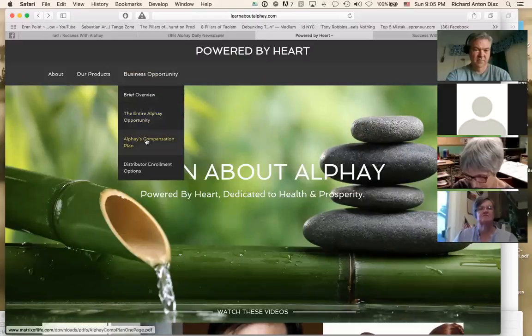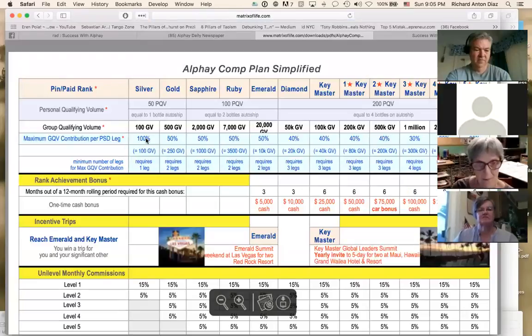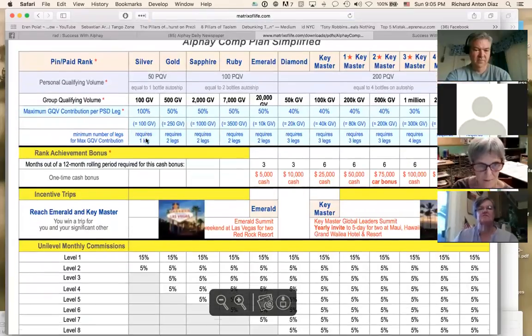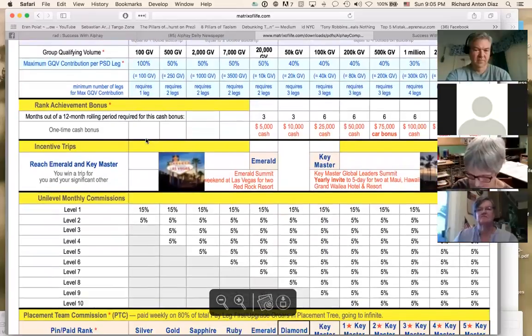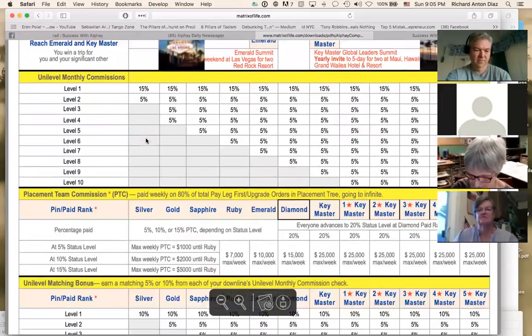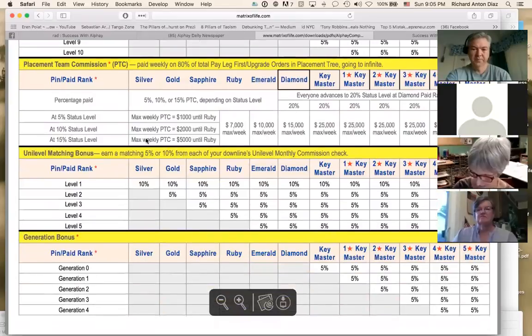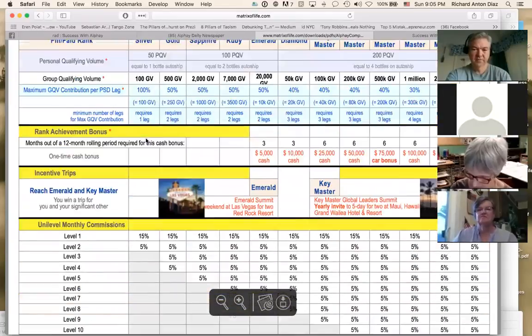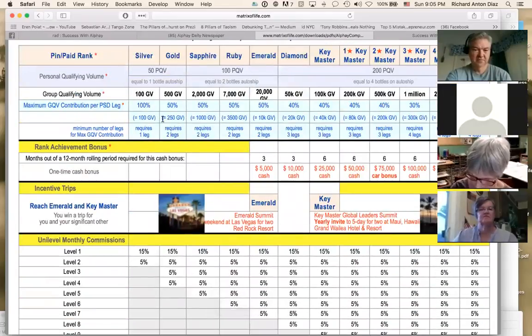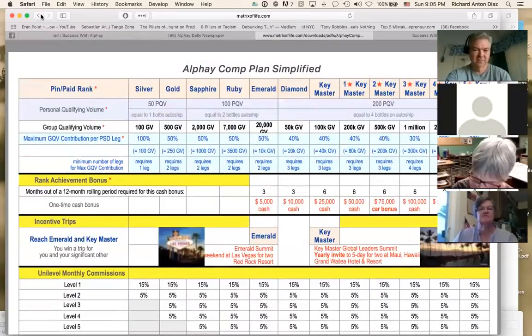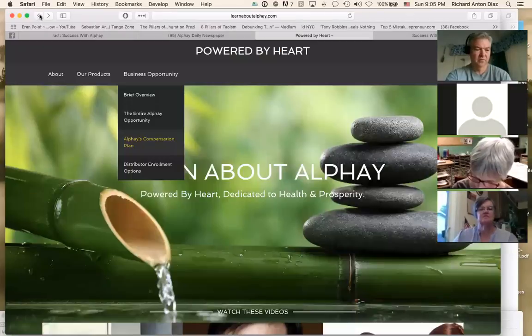We also have the Alphay compensation plan. If you ever want to go through the compensation plan with them, you can just kind of show them briefly. Once you've studied it and learned how to talk about it, you can show them how to download that as well, or you can go through it right with them in detail on what that's all about.